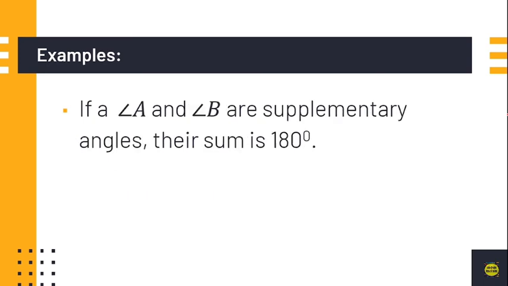If angle A and angle B are supplementary, take note, class, that when supplementary angles are added, the sum of the two angles is equal to 180 degrees. So if we add the two angles, it will be 180 degrees.